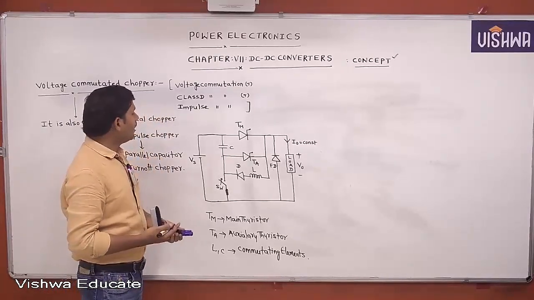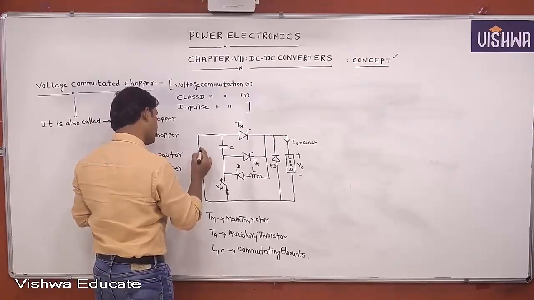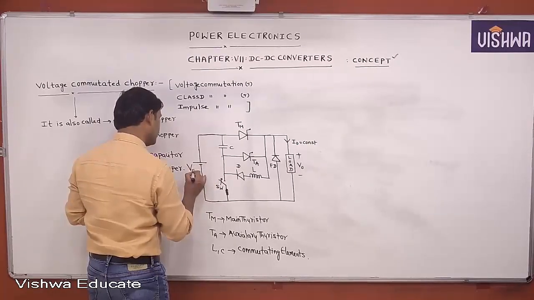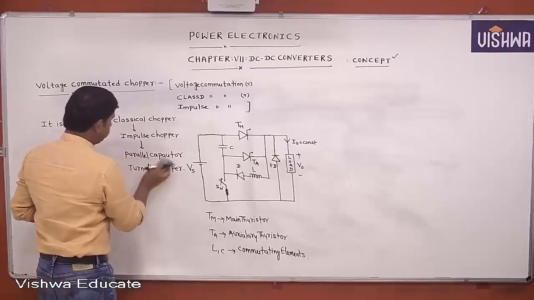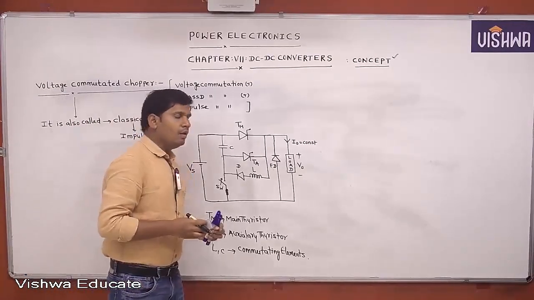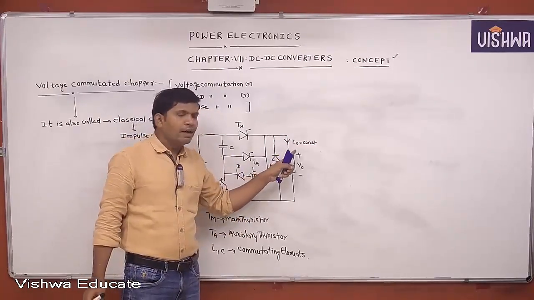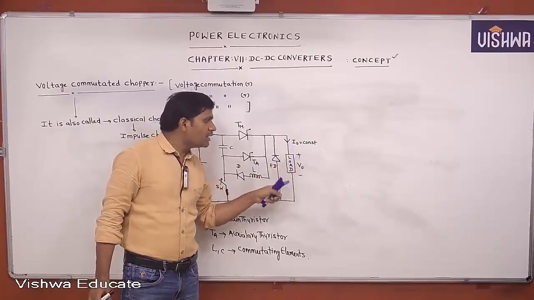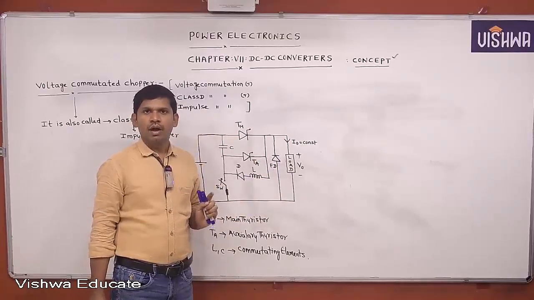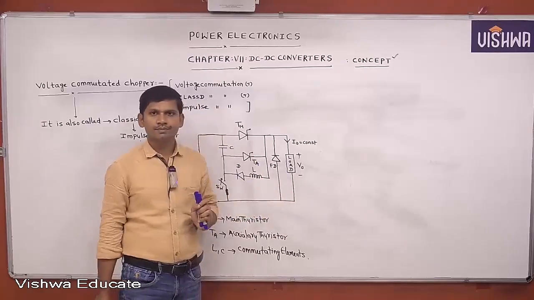Listen please. Then what is the operation of this circuit? During operation of this circuit, the assumption is that I naught is constant. That means we are operating this circuit in continuous mode and supplying a constant current to the load. With that assumption only, I am explaining this operation.